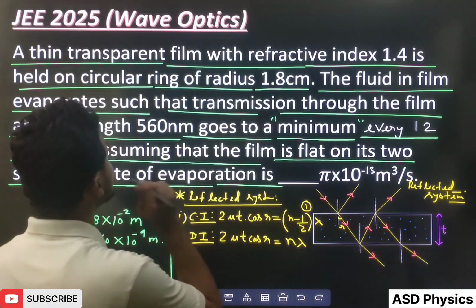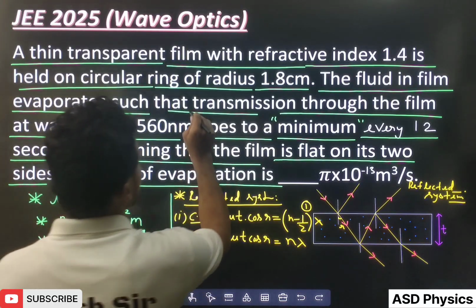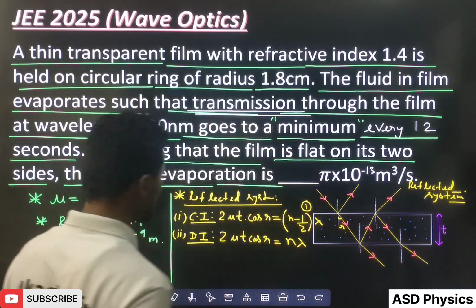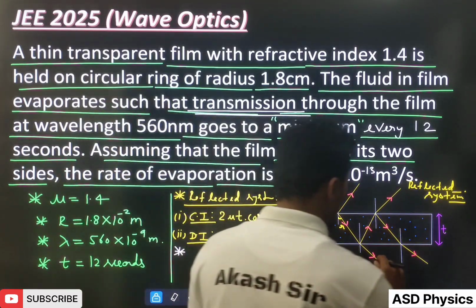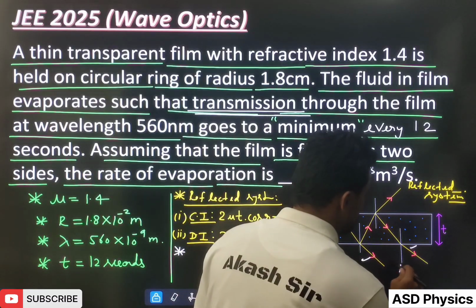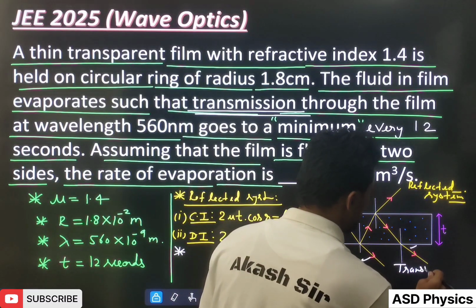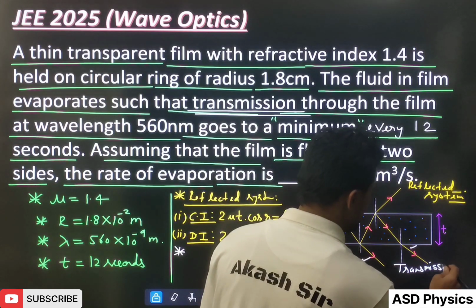Okay, but in our question, you can see the keyword they are telling here is transmission. So for the transmission system, where is transmission happening? Which ray? This ray and this ray, you can see both are transmission system. So this is called the transmission system or transmitted rays.